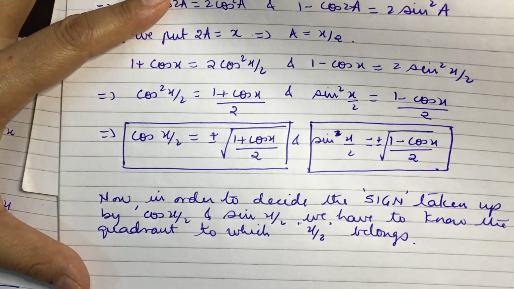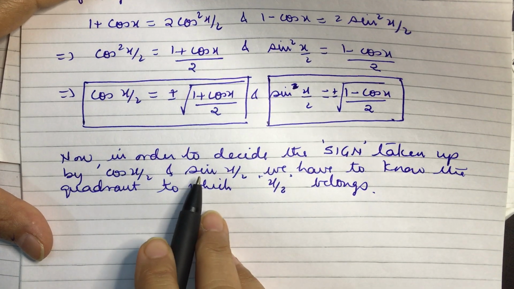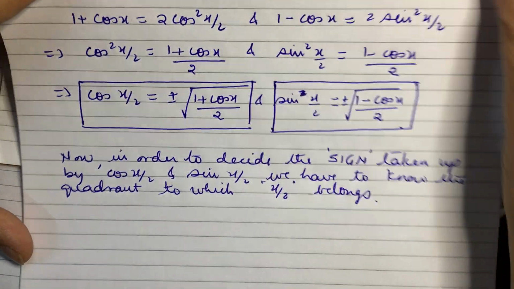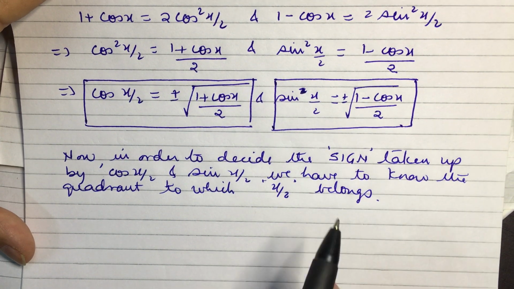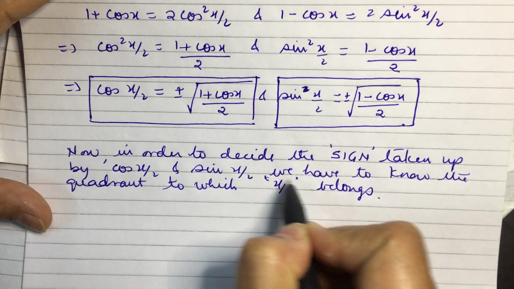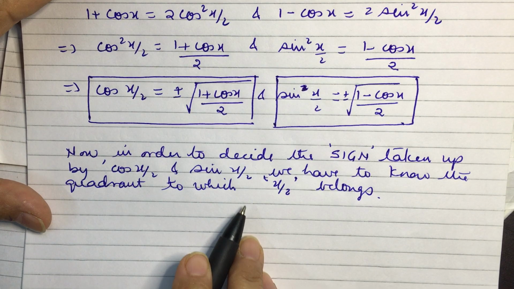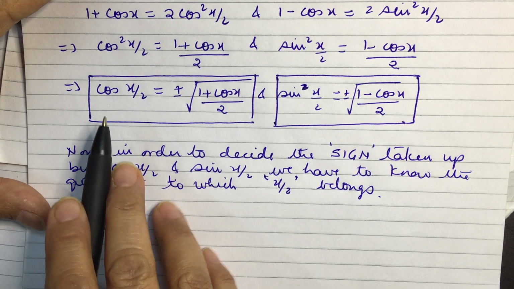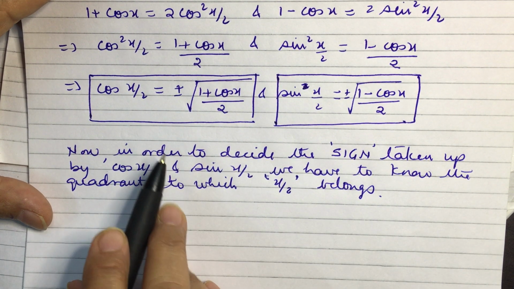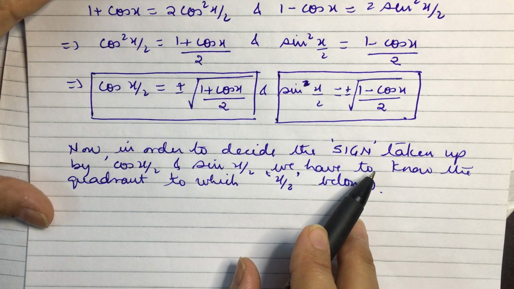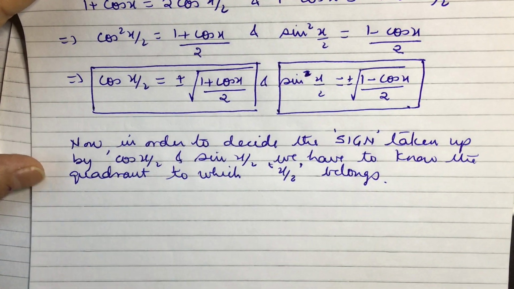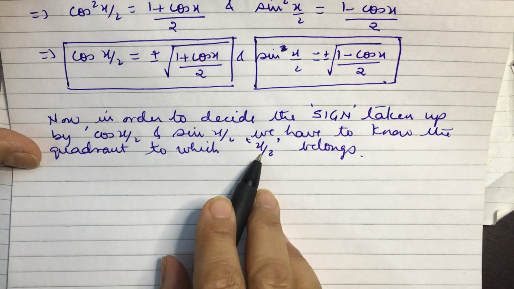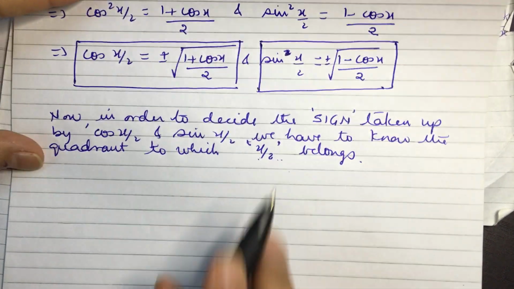Now we will be given a question where the value of either cos x will be given directly or indirectly, and then we will also be given the quadrant to which x belongs. Now we have to know the quadrant to which x by 2 belongs, only then we will decide whether cos x by 2 would be positive or negative and sin x by 2 would be positive or negative. So now let us proceed to find the quadrant to which x by 2 belongs.